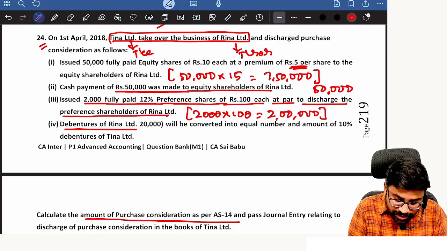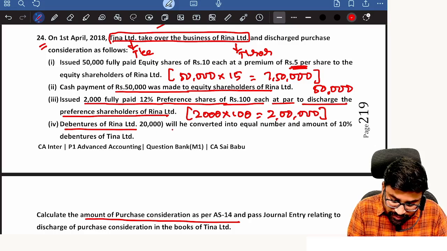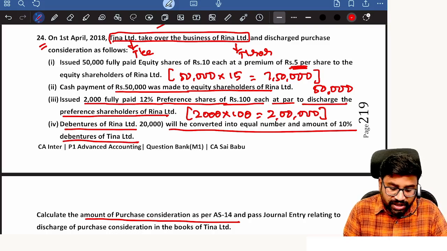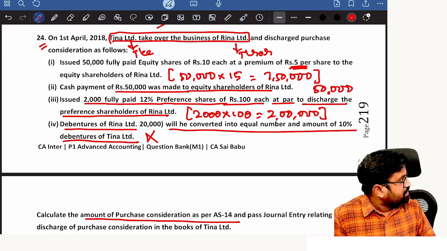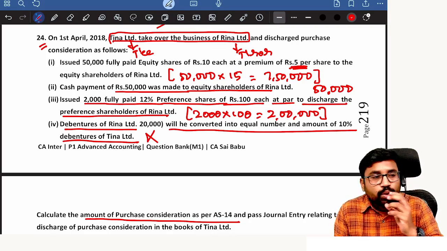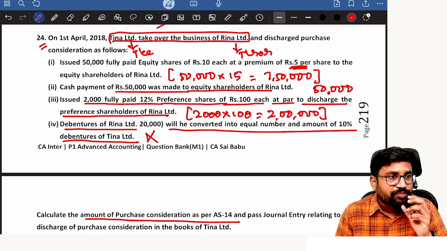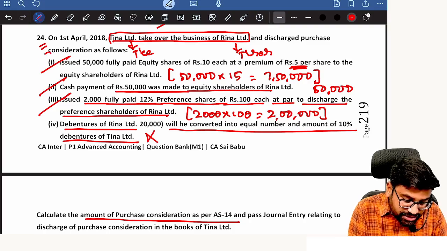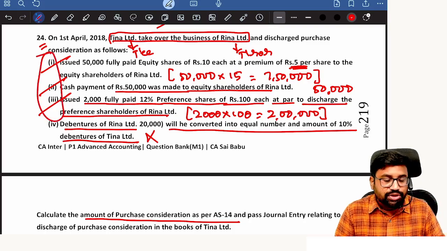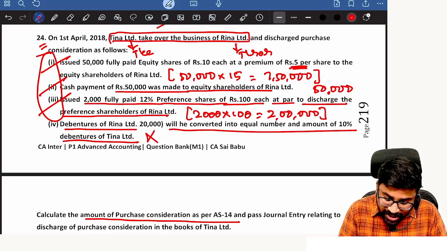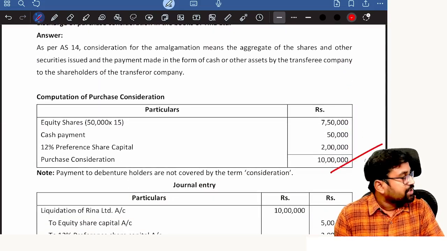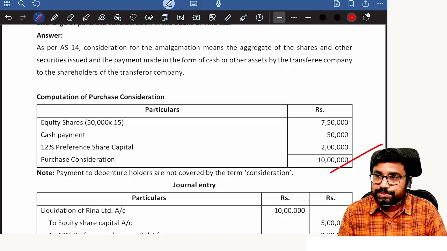Next, the fourth point is talking about debentures. Debentures of Reena Limited, 20,000, will be converted into equal number and amount of 10% debentures of Tina. Will it be considered as a part of PC? No, because only the amount paid to shareholders is considered as a part of PC. So the first, second and third points talk about the amount paid to the shareholders. Therefore, add everything: 7,50,000 plus 50,000 plus 2 lakhs, 10 lakhs is the PC.